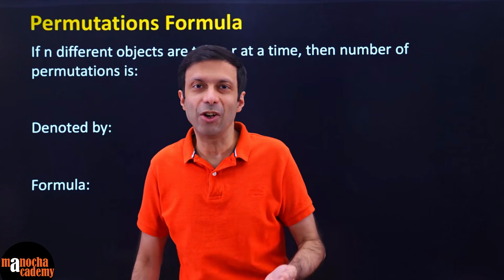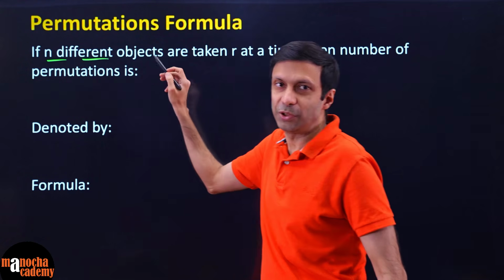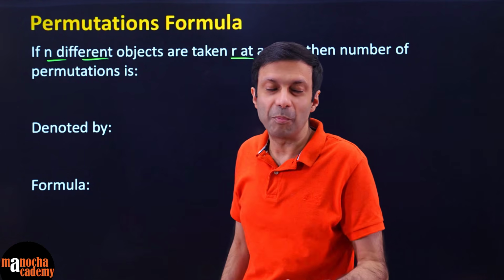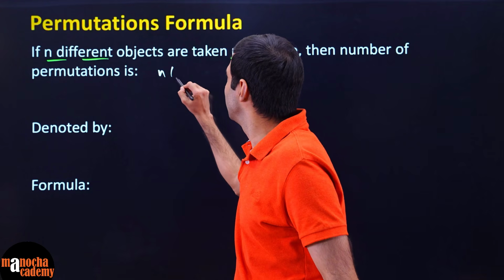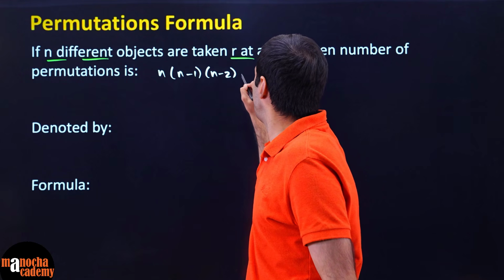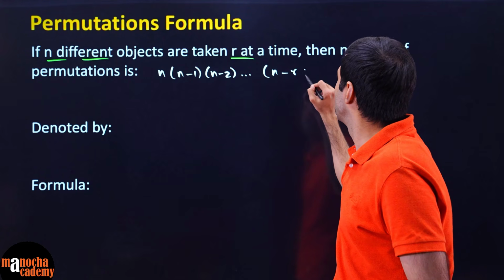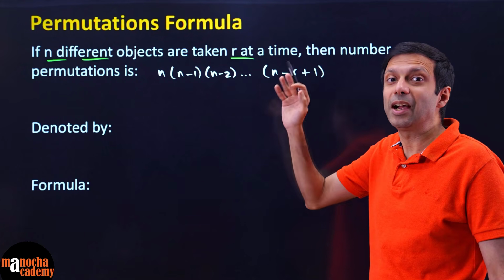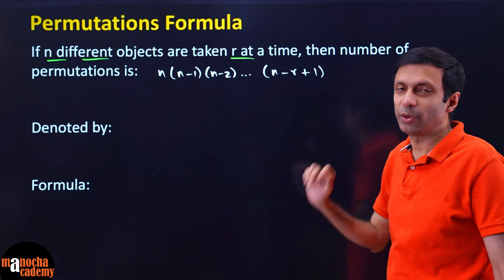Now if there are n objects and you take them r at a time, so n different objects taken r at a time, as we discussed, how many permutations do you have? The number of permutations was n times n minus 1 times n minus 2 all the way up to n minus r plus 1. This is what we saw earlier. So it's like filling up those r boxes with these n different objects. So this is what you get.